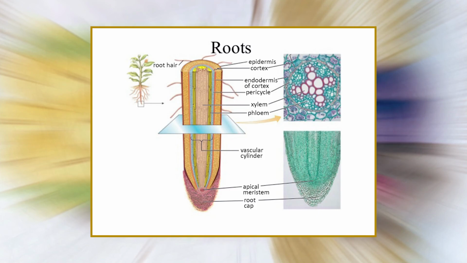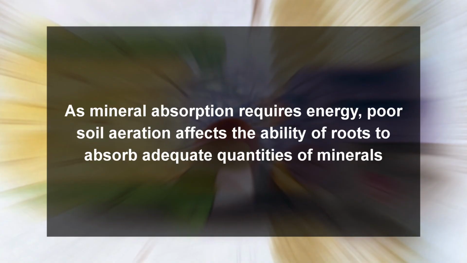Now coming to the final objective, that is factors that control ion absorption. First is soil aeration. As the roots contain a large number of living cells, they require considerable amount of energy for their metabolic activities and growth. So, oxygen is absolutely essential for generating energy-rich compounds by the biological oxidation process. As mineral absorption requires energy, poor soil aeration affects the ability of roots to absorb adequate quantities of minerals.